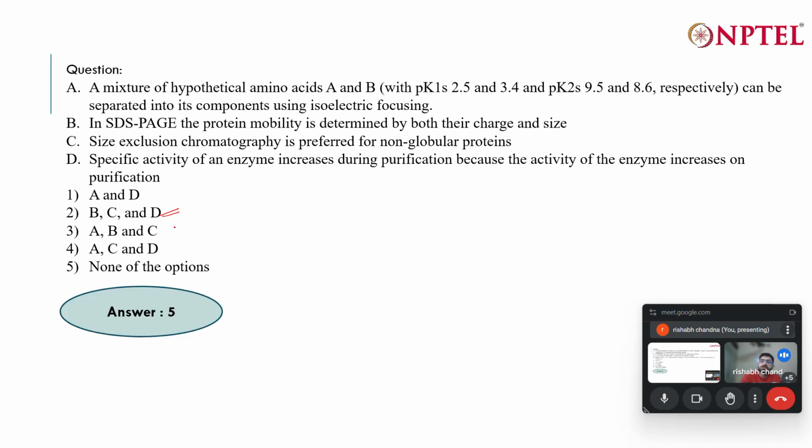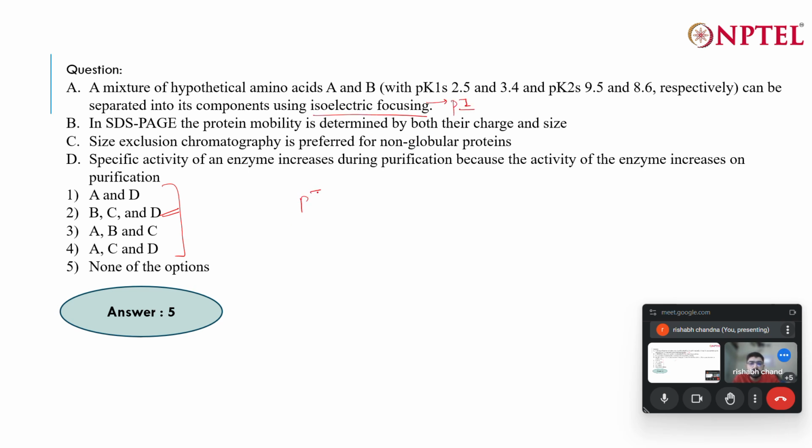Okay, so the correct answer is option number 5. That means none of the options that have been given are correct. So let's see the statements first. But first we'll calculate the isoelectric point, because in isoelectric focusing, the separation of the proteins is based on the isoelectric points.